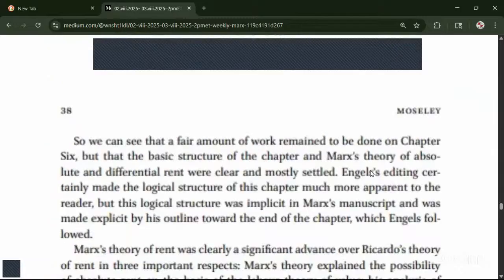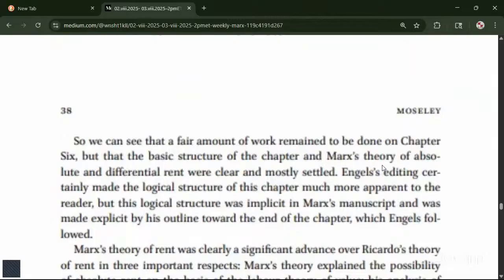So we can see that a fair amount of work remained to be done on Chapter 6, but that the basic structure of the chapter and Marx's theory of absolute and differential rent were clear and mostly settled. Engels's editing certainly made the logical structure of this chapter much more apparent to the reader, but this logical structure was implicit in Marx's manuscript and was made explicit by his outline towards the end of the chapter, which Engels followed.